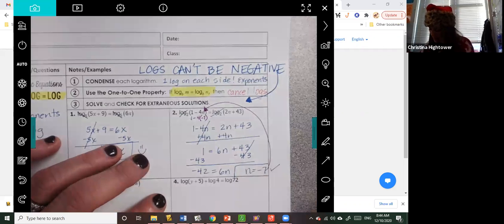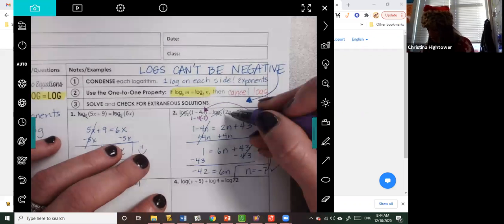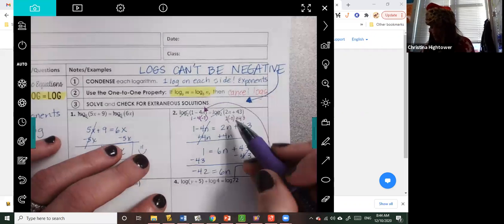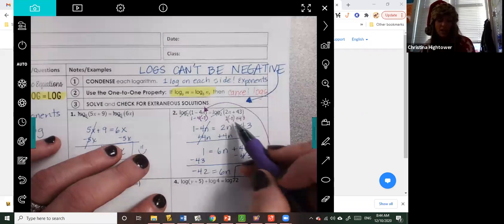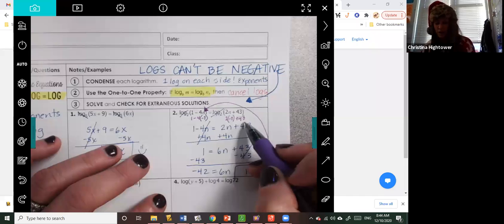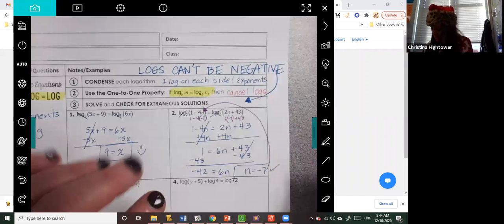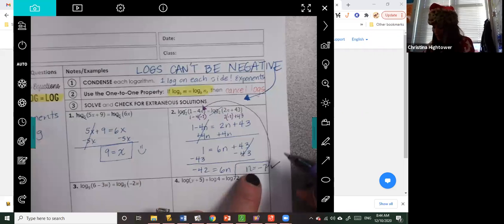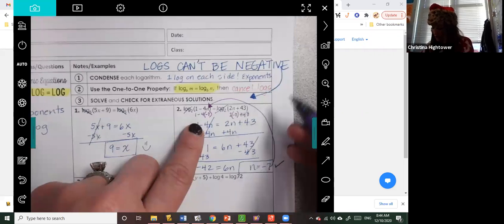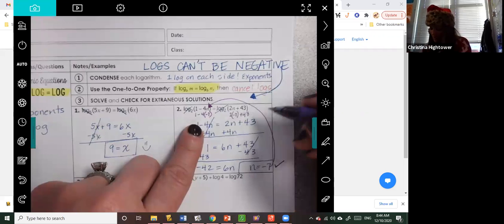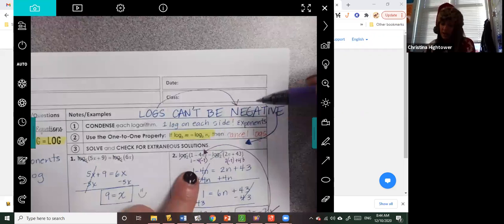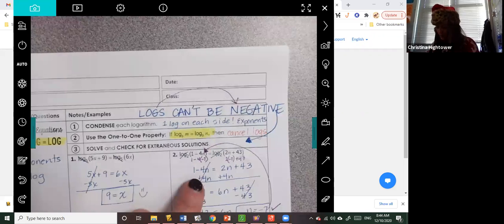And if I plugged in -7 right there, 2 times a -7 plus 43, well, that's -14 plus 43. So I still have a positive log. So this variable right there, that is okay if that's negative as long as your log stays positive. So this is a good answer. Logs can't be negative. You can have a negative solution, but not a negative log, to clarify.